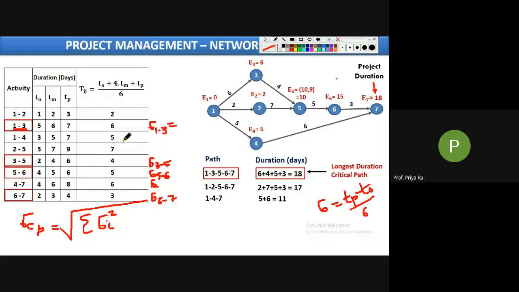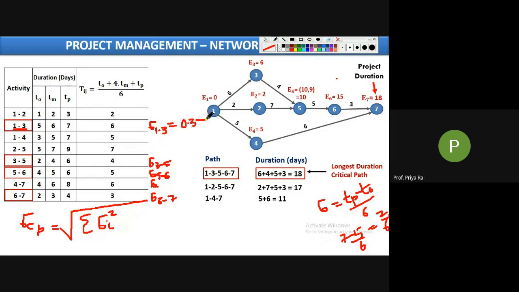For this, TP is 7, right? 7 minus 5, TO, so 7 minus 5 by 6. That is 2 by 6, which is nothing but 1 by 3, and that is nothing but 0.33. Okay, so your answer is 0.33.